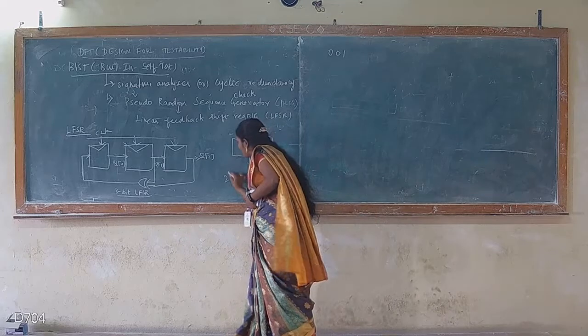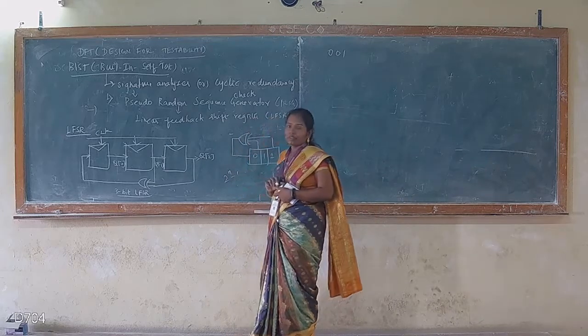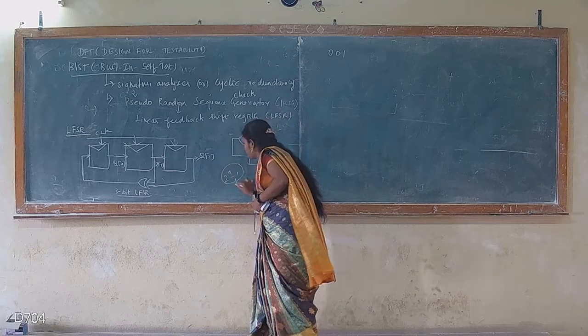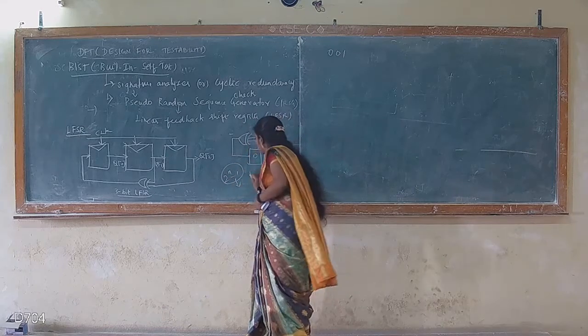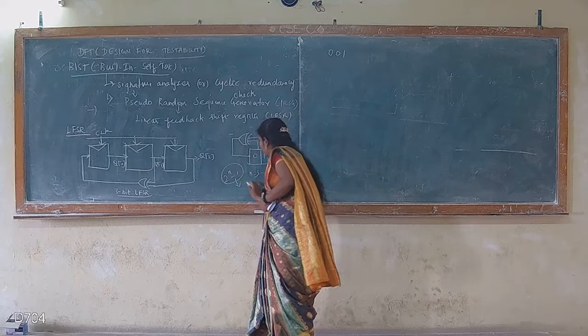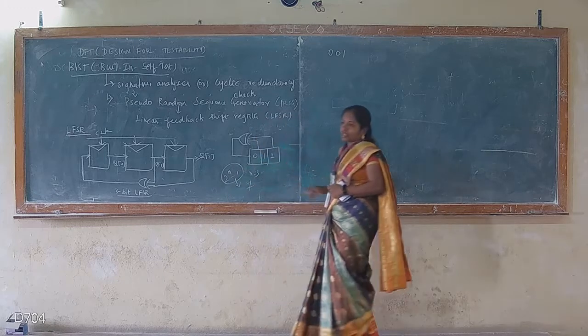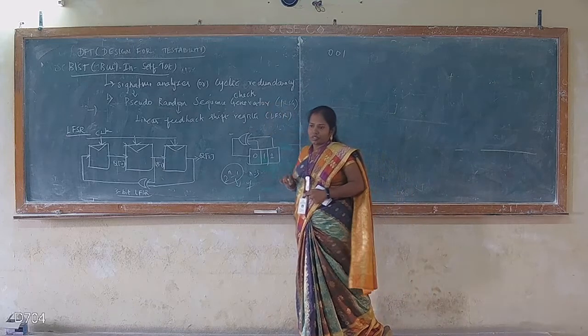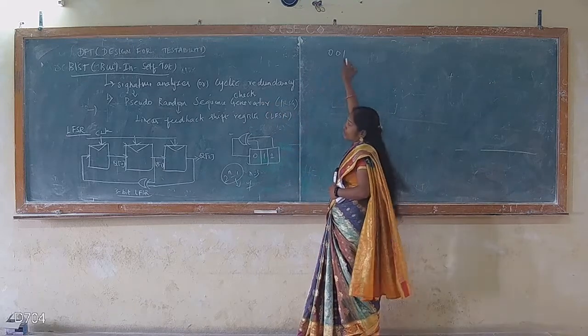So we have 2^n minus 1 states. For an n-bit shift register, we need 2^n minus 1 states. That means n is equal to 3, so 2^n minus 1 is 7. So it consists of 7 states. So it is not applicable for all 3-bit outputs. So we are starting from 0, 0, 1.